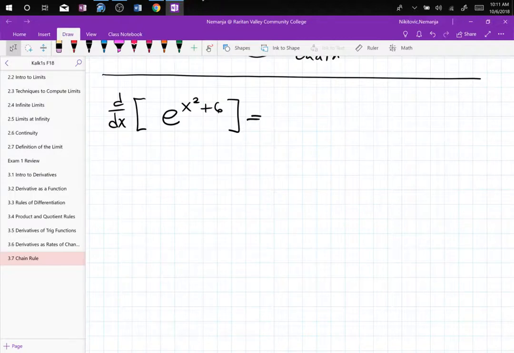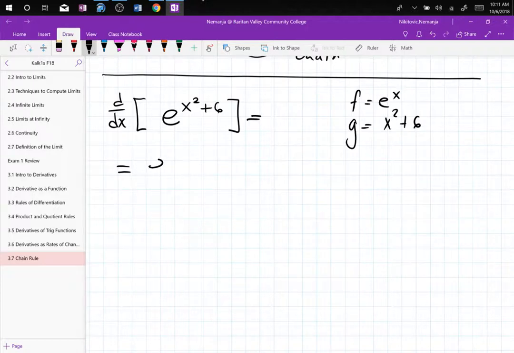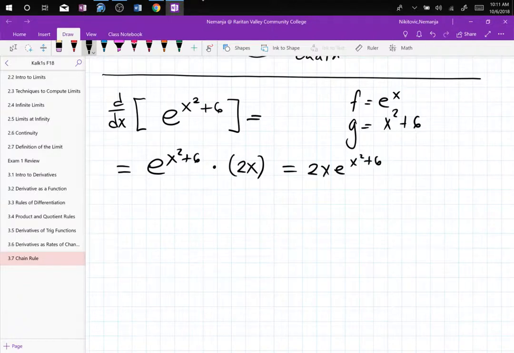What is f? e to the x. Beautiful. What is g? x squared plus 6. Great. So the derivative of e to the x is e to the x. So you get to copy the same thing, right? Derivative of e to the x is e to the x. So you get to copy it as is, times the derivative of the inside. So the total is 2x e to the x squared plus 6. That's all it is.